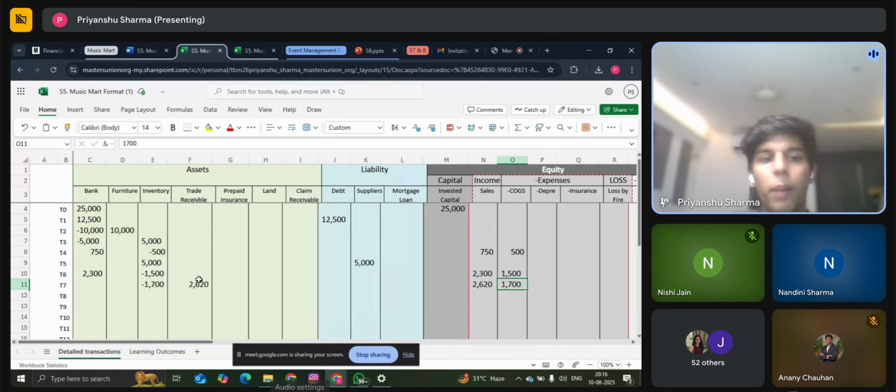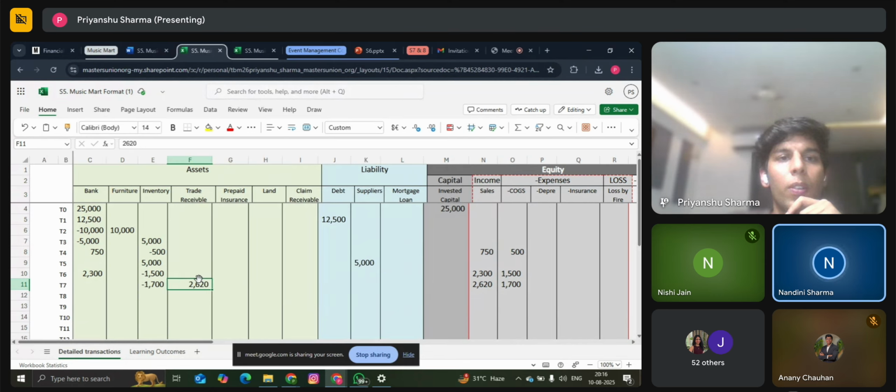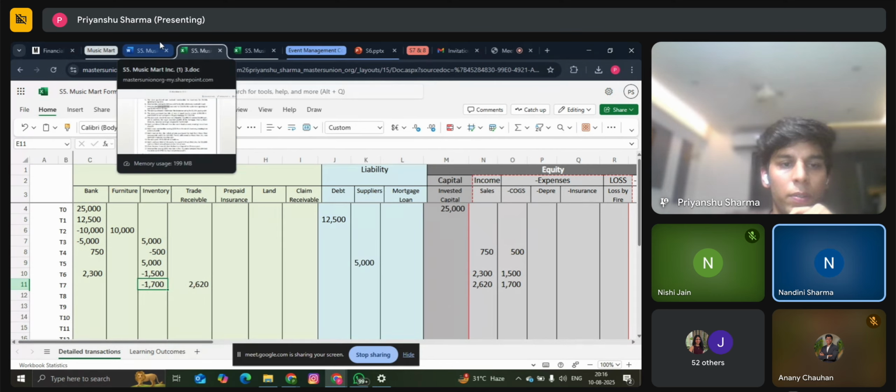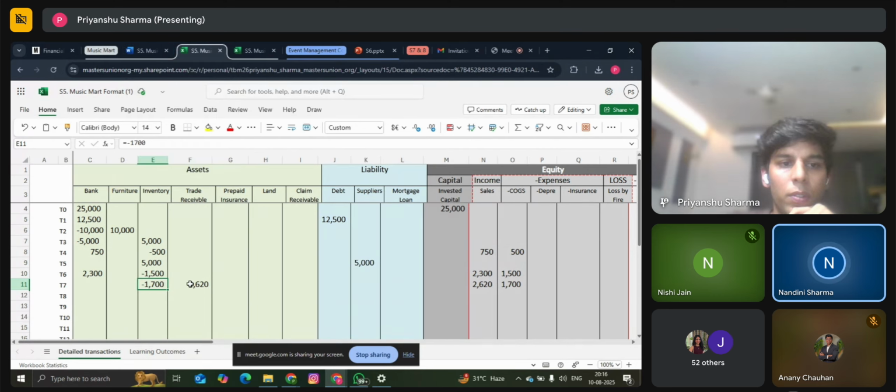Priyanshu: Yeah, it costed 1,700. I get that you've put it under inventory, but how would we be paid for it? So is it a bank balance, or is it taken from inventory because we know we have 5,000 worth of inventory?